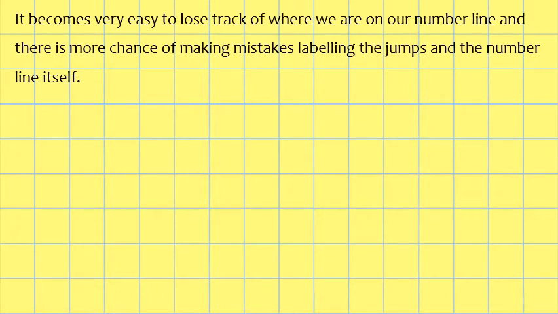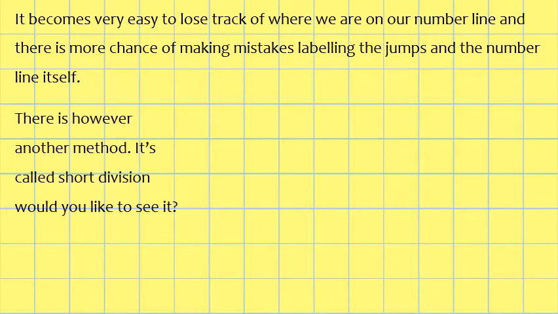It becomes very easy to lose track of where we are on our number line, and there is more chance of making mistakes labelling the jumps and the number line itself. There is, however, another method. It's called short division. Would you like to see it?